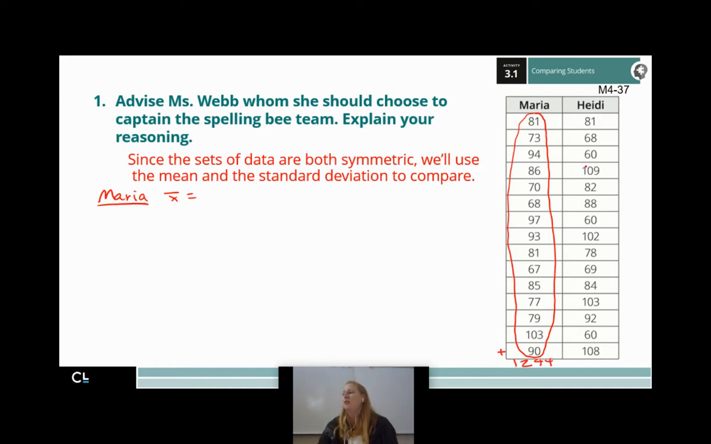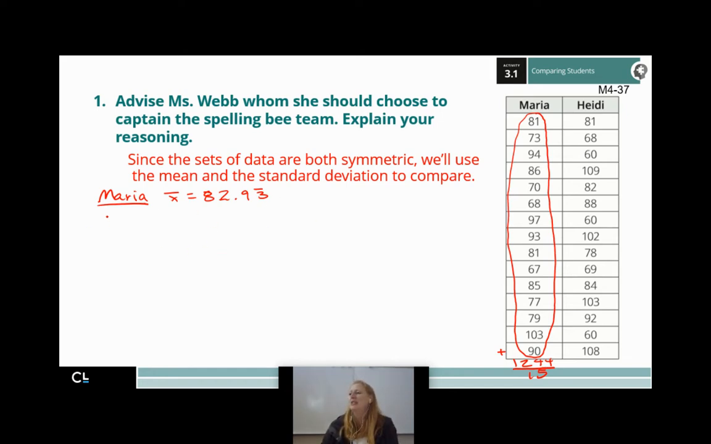I got like 1,244. Of course, for the mean, we need to divide by how many there are. So 1, 2, 3, 4, 5, 6, 7, 8, 9, 10, 11, 12, 13, 14, 15. So I'm going to divide that by 15. And it turns out Maria's mean is about 82.93, going forever. Now, let's find Maria's standard deviation because we said we're going to find both of those.